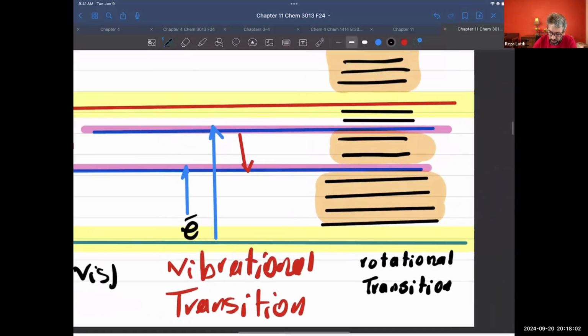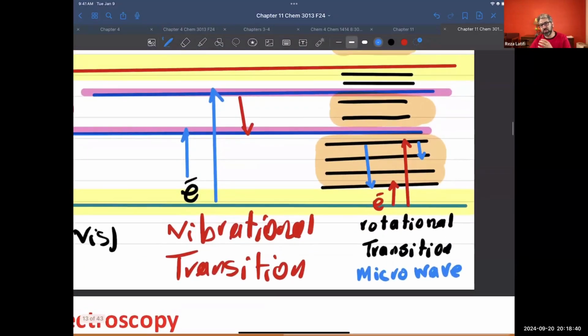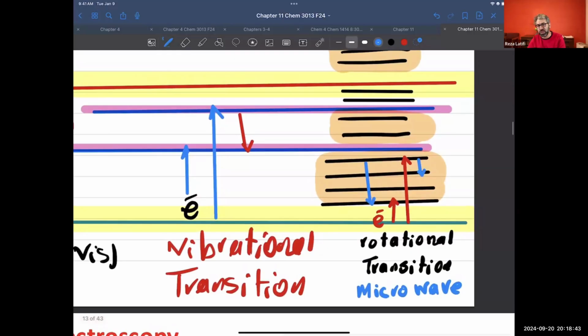So we have an electron here, and we're going to send it to, for example, there, or the electron can go there. And of course that electron can relax, and depending on where it's going down, it will give you a different wavelength. But that wavelength is going to be in the microwave range. So we use microwaves to go after rotational transitions.